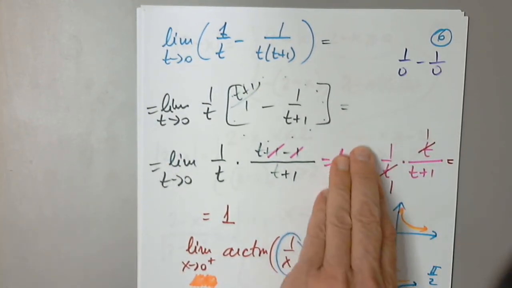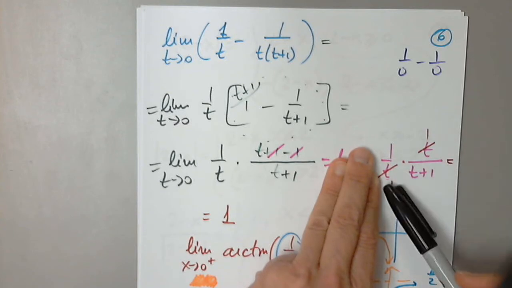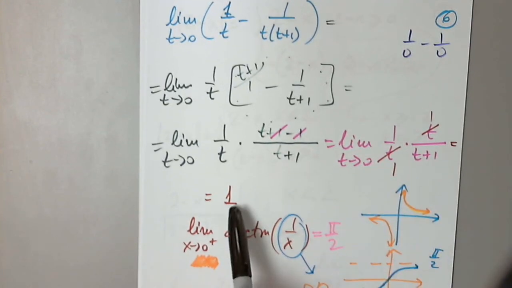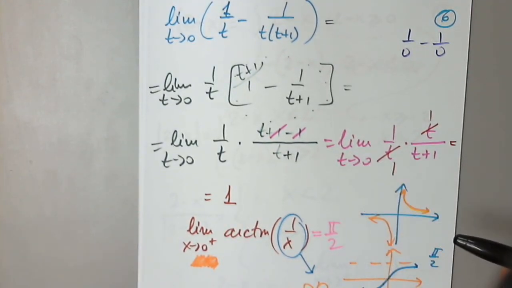And if I drop the limit here, and I simplify, and I get 1, that will be incorrect. So the limit operator disappears only at the very end, when I'm ready to plug in 0 for t.